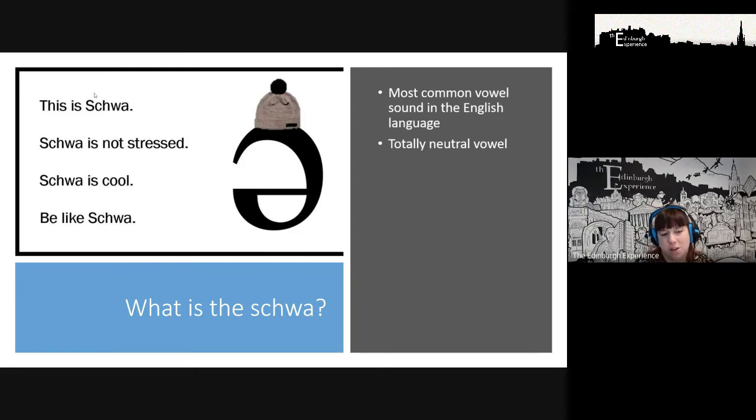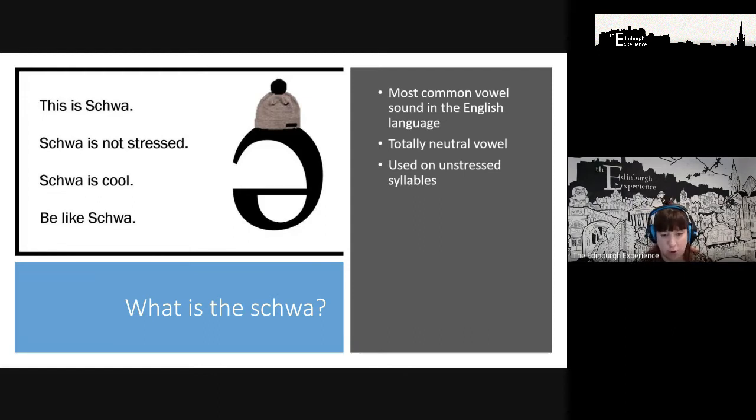So you can always think about the schwa being not stressed, okay? Like it's super cool and relaxed, yeah? And it's also used on unstressed syllables. And this is a really important aspect about the schwa. So the schwa is what we call a weak vowel.